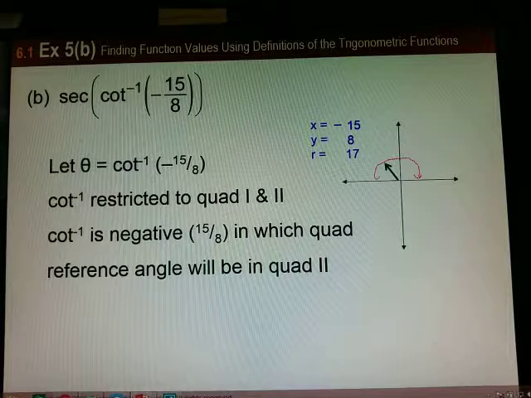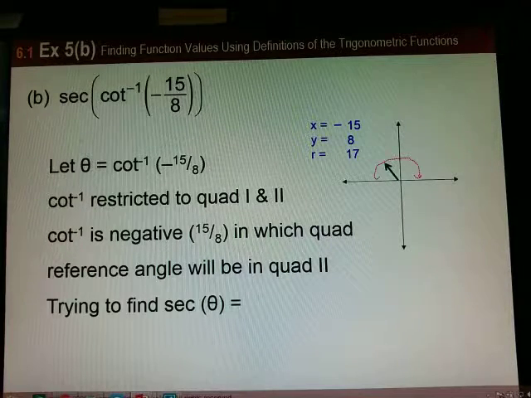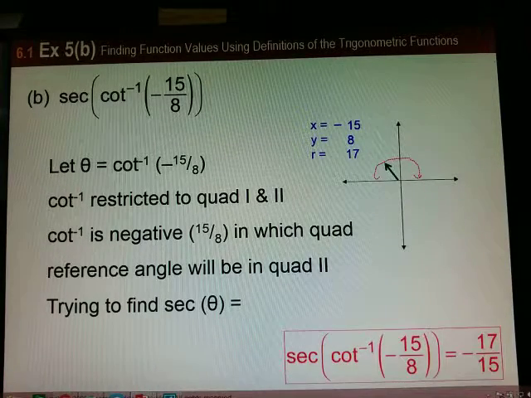We're looking for the secant at that angle. The secant happens to be the reciprocal of the cosine. The cosine would have been x over r, so therefore we need r over x. My answer would be negative 17/15.